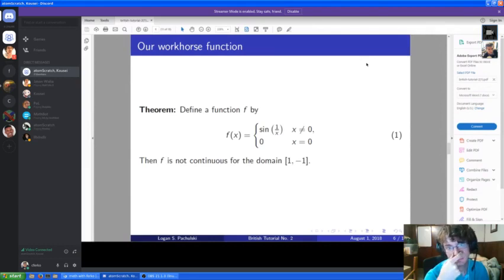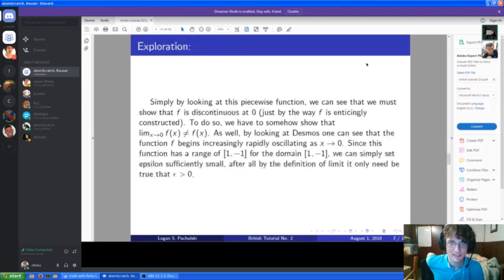Theorem: define a function f by sine of 1 over x for x not equal to 0, or 0 when x equals 0. Then f is not continuous for the domain, closed interval 1, -1. That's not a correct domain. You mean -1 to 1, right? Yeah. I checked over things today, I think.